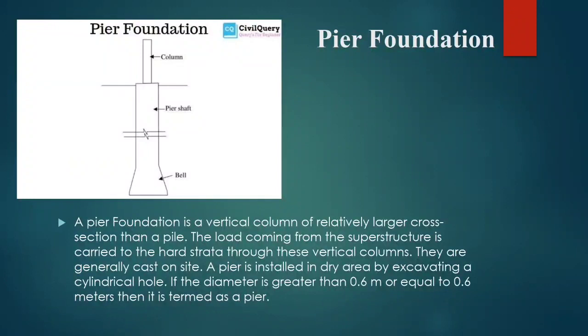Pier foundation. A pier foundation is a vertical column of relatively larger cross-section than a pile. The load coming from the superstructure is carried to the hard strata through these vertical columns. They are generally cast on site. A pier is installed in a dry area by excavating a cylindrical hole. If the diameter is greater than or equal to 0.6 meters, then it is termed as a pier.